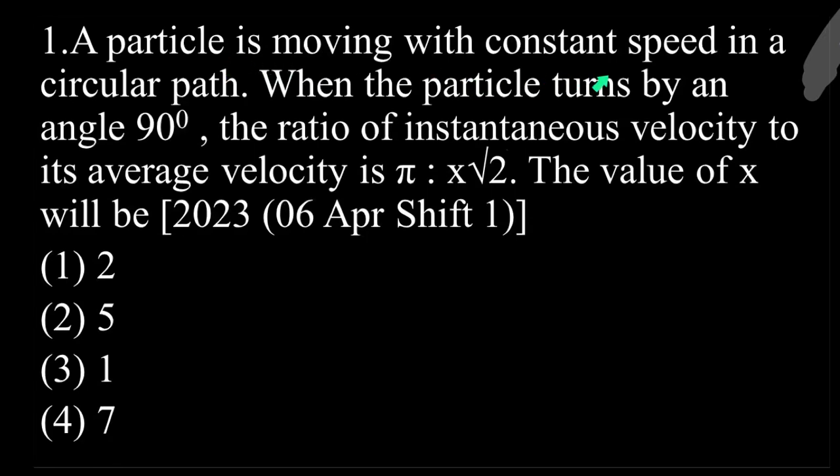A particle is moving with constant speed in a circular path. When the particle turns by an angle of 90 degrees, the ratio of the instantaneous velocity to its average velocity is pi is to x root 2. The value of x will be.